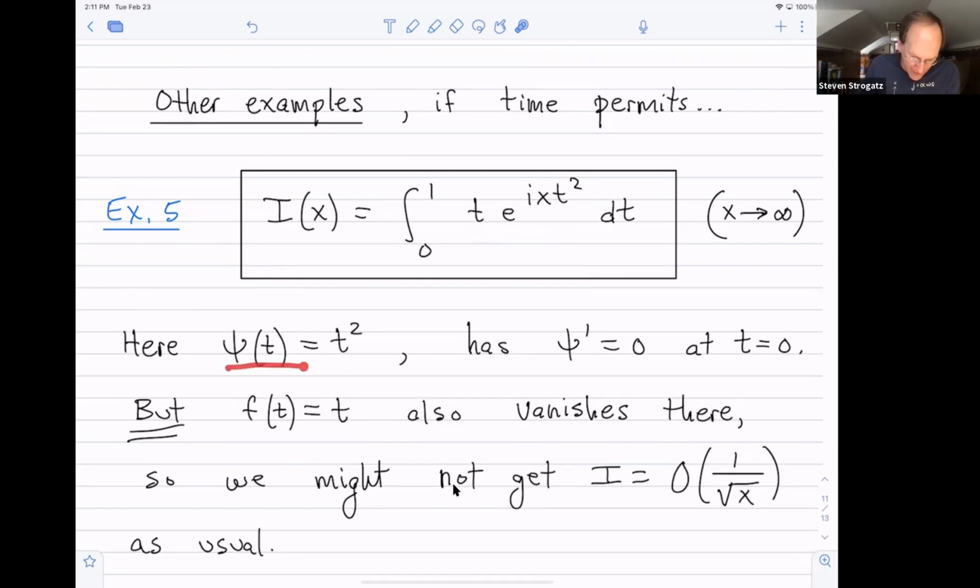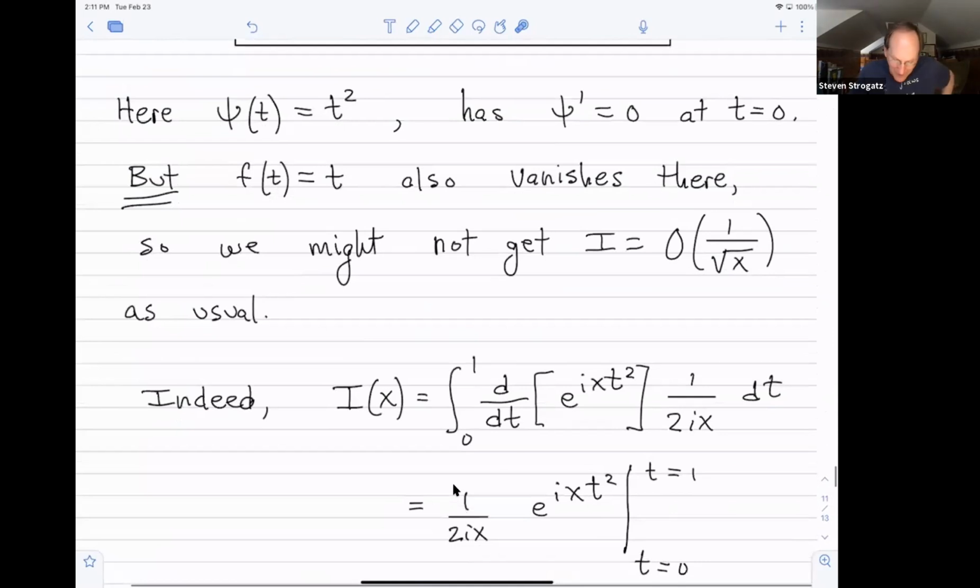So here the phase psi is t squared, but its derivative happens to be 0 at t equals 0, the same place where this modulation happens to be 0. So we might expect we will not get the predicted 1 over square root of x scaling as usual. And actually, this example is so contrived that we can just do the calculation exactly. You can probably spot that this term in here is an exact differential. This t is related to the chain rule factor that would come from differentiating the t squared.